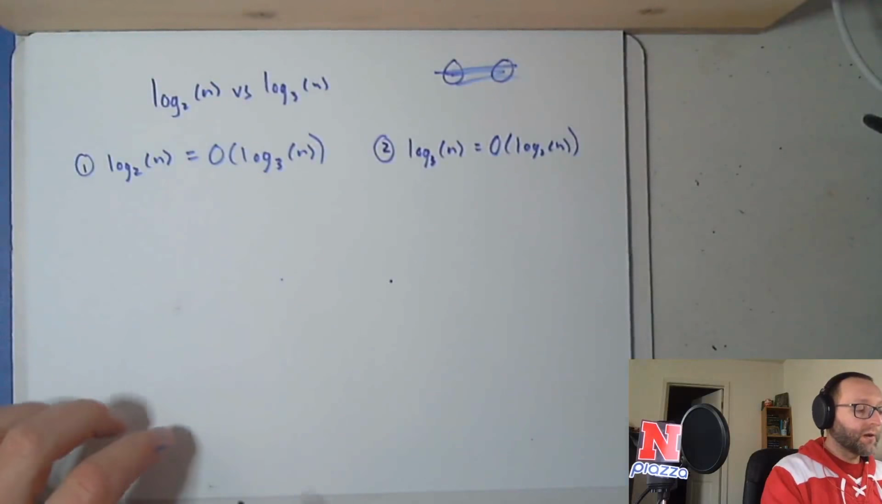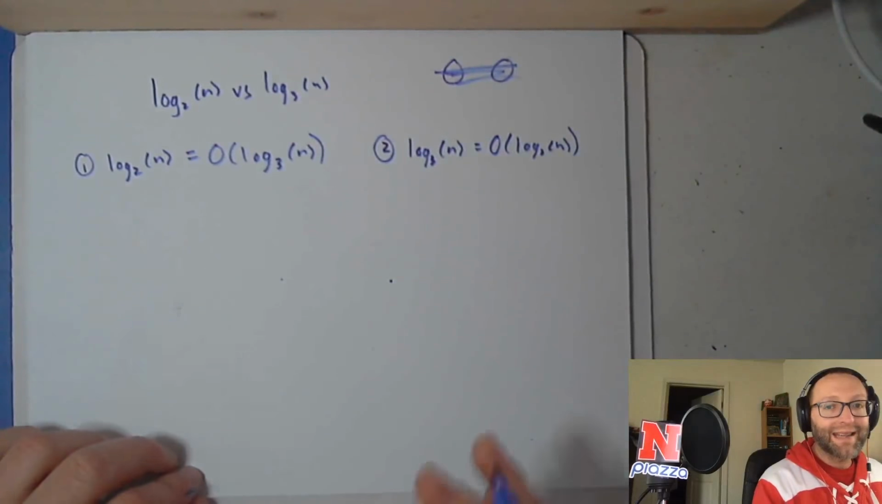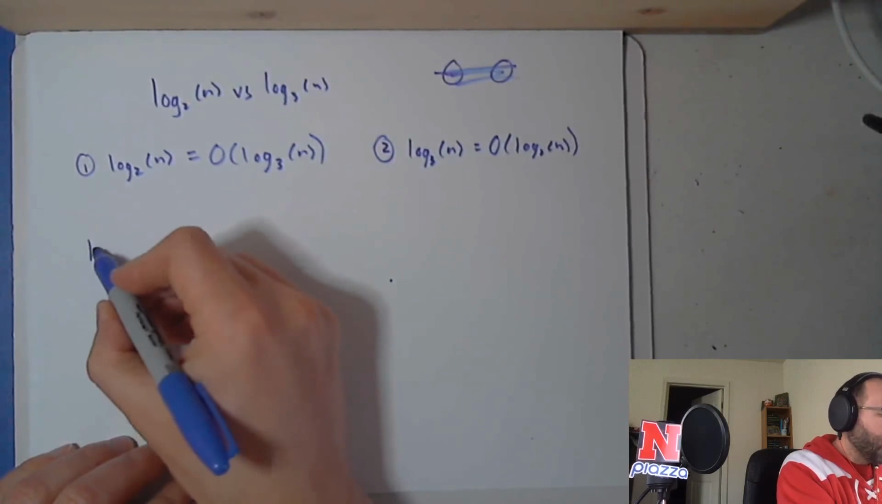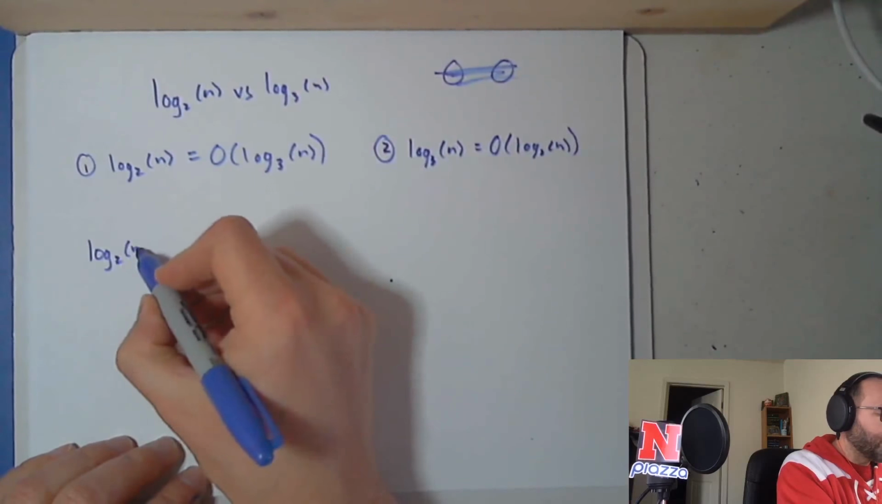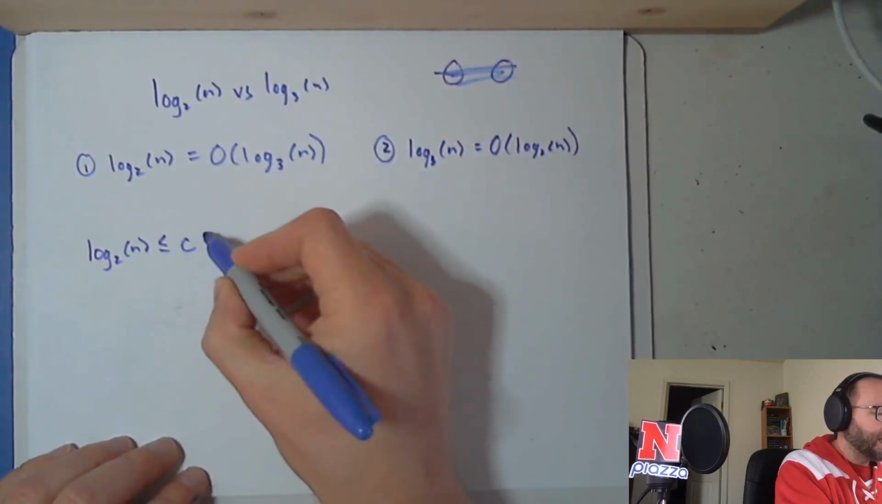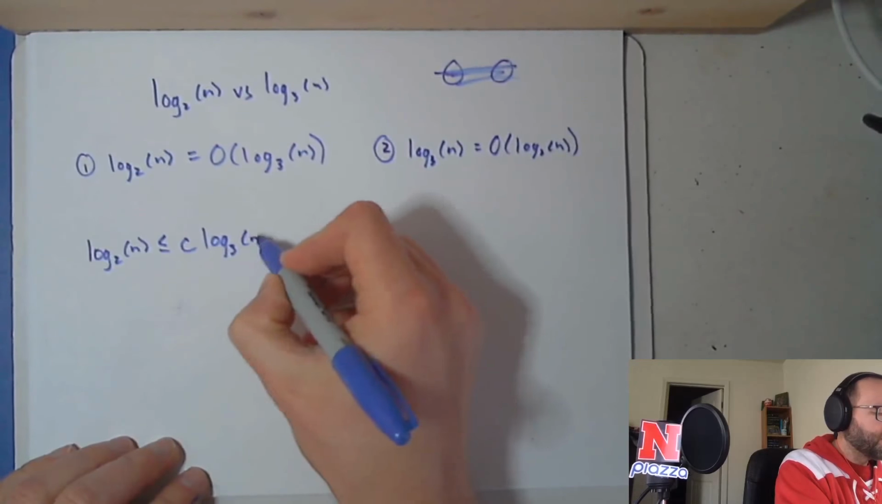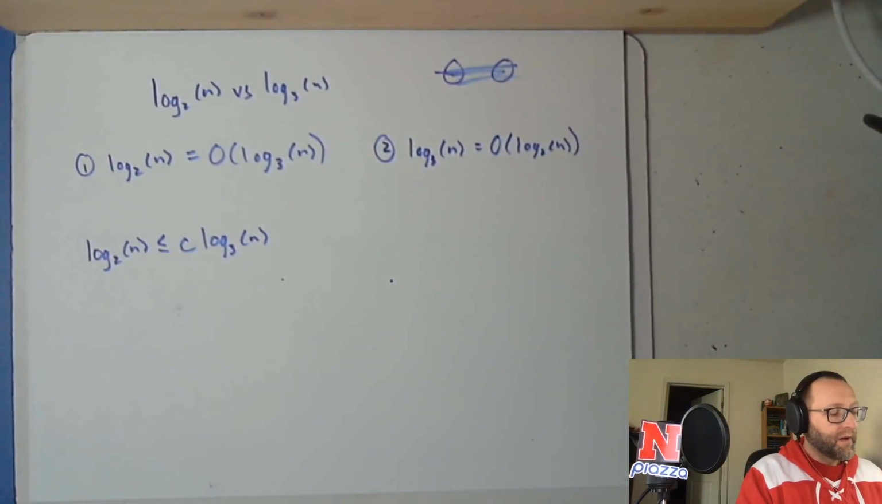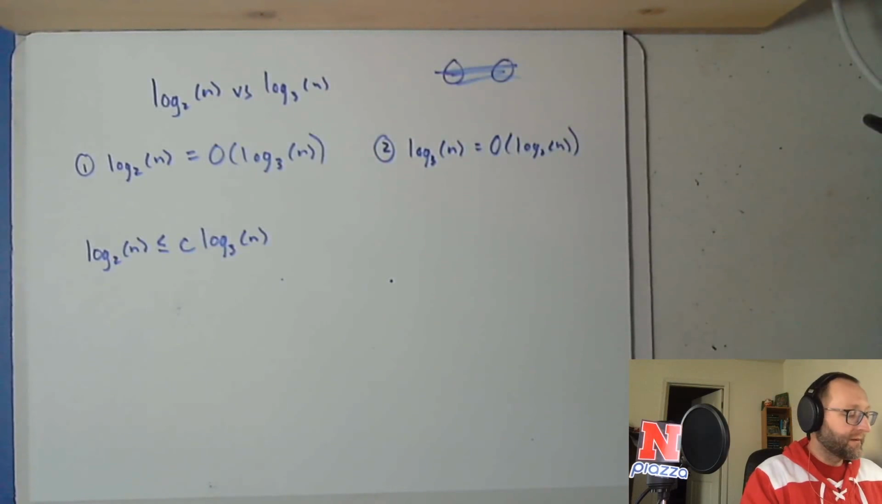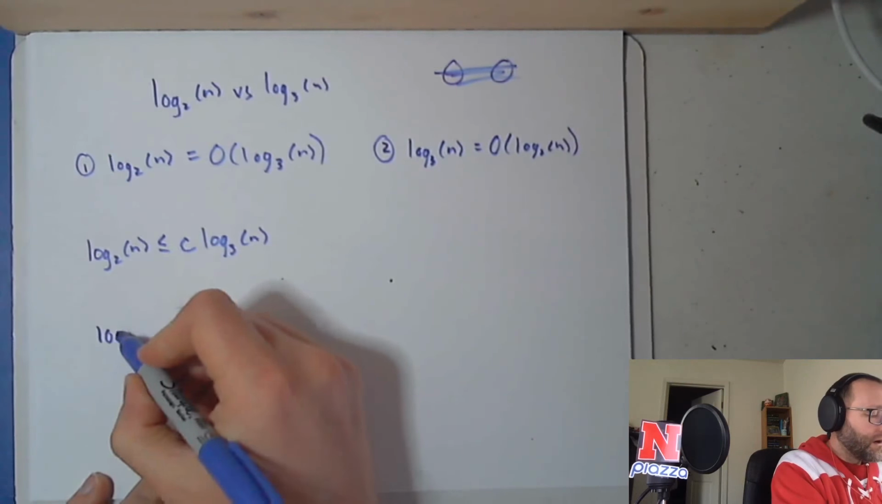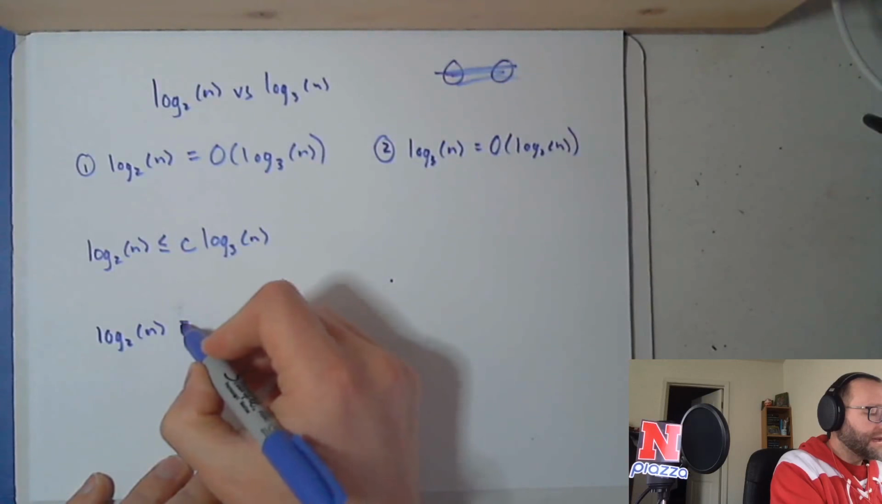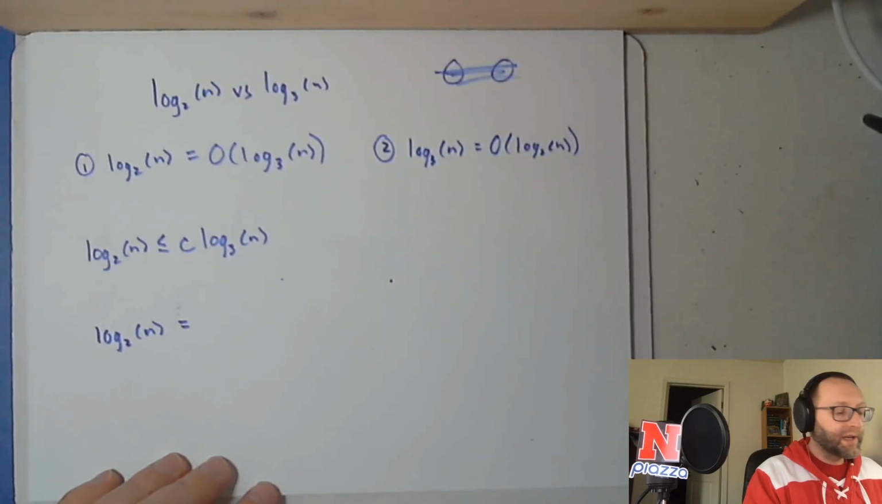Let me go ahead and show you this first one. In fact, it's going to be the exact same proof in both of these. I want to show that log base 2 of n is less than or equal to c times log base 3 of n. Except we already have a tool to do that directly in one step. Observe. Log base 2 of n is equal to, here's our change of base formula.